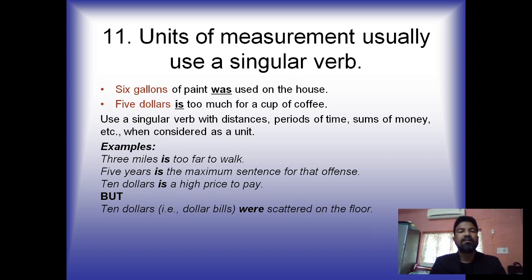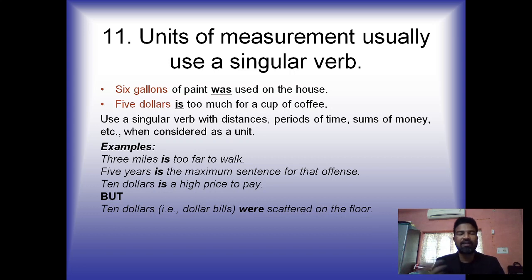Yes, check out. Units of measurement usually use a singular verb. 6 gallons of paint was used on the house. Units of measurements. Remember, units of measurements: 6 gallons, $5, 5 kilos, 10 grams. So these are all measurements.